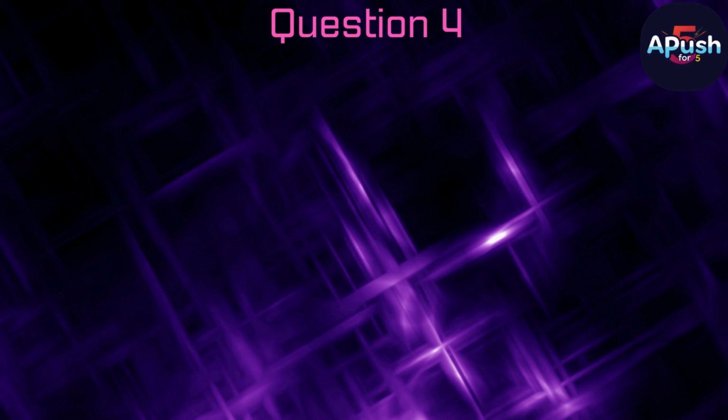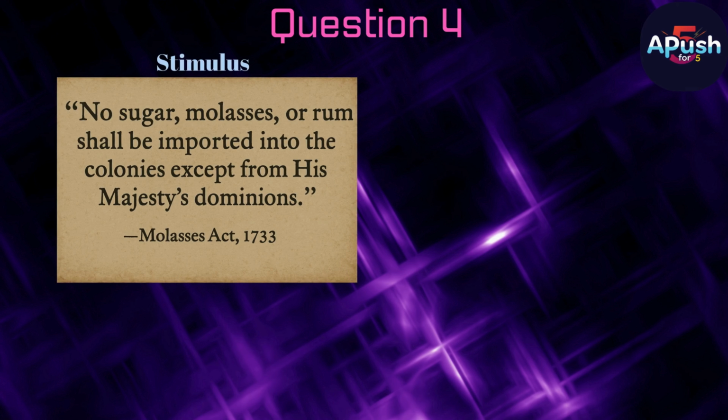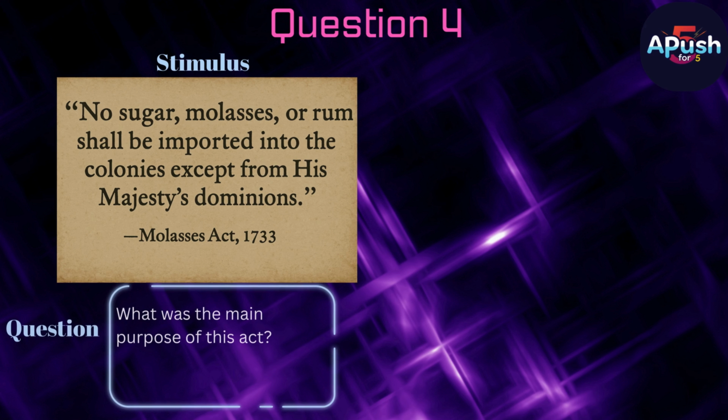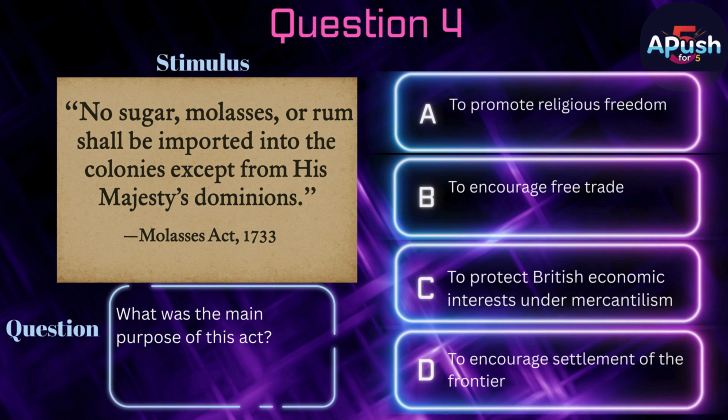Question 4. Stimulus. See the image. Question. What was the main purpose of this act? A. To promote religious freedom. B. To encourage free trade. C. To protect British economic interests under mercantilism. D. To encourage settlement of the frontier.